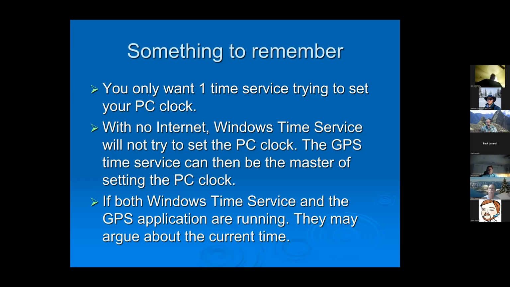That means your GPS time service, whatever application you're using, can become the master and will set your PC clock for you. So you don't need to do anything at all if you don't have any internet access. If for some reason you have both Windows Time Service and GPS applications running, they may argue about what the right current time is. Generally that argument is usually less than a second, so it really doesn't matter in the whole scheme of things.